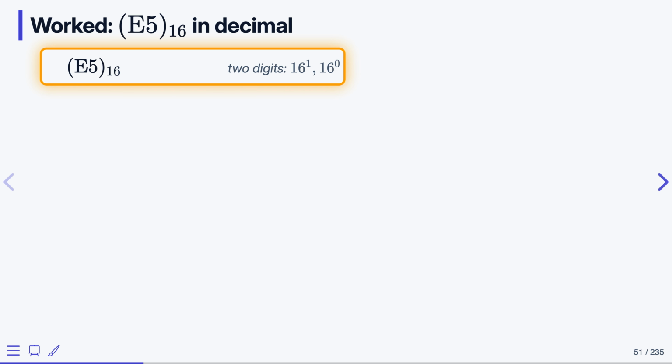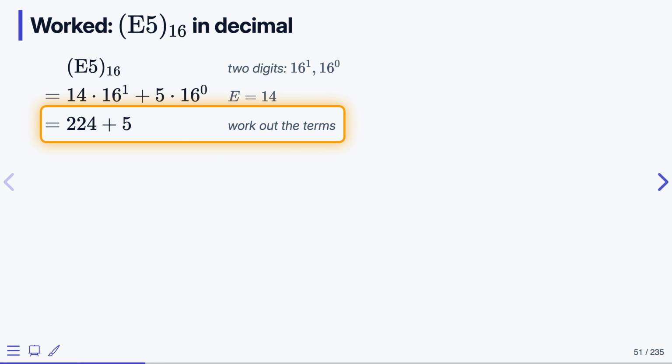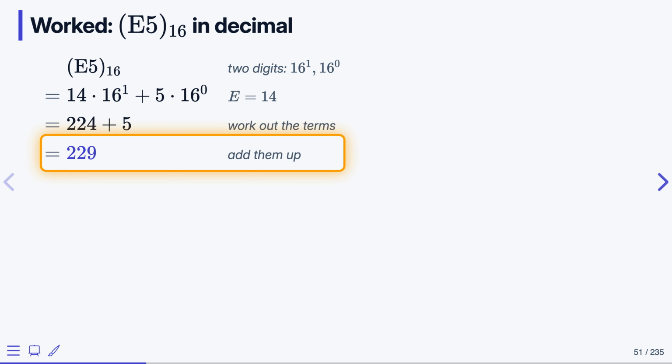One more short one. E5 in hexadecimal. 2 digits, so the places are 16 and 1. Step 1. E stands for 14, so we have 14 times 16 plus 5 times 1. Step 2. 14 times 16 is 224 plus 5. Step 3. Add them. The answer is 229.